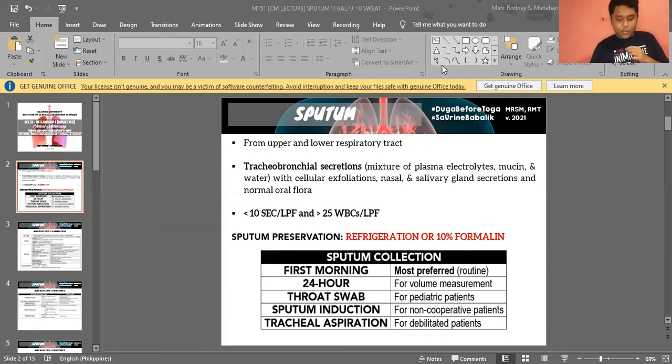Now, sputum preservation, as you can see, you can preserve it through refrigeration or with preservatives. Alright? And for methods of collection, you have number one, first morning is the most preferred, yes, because it's the most concentrated. 24-hour is for volume measurement. Throat swab for pediatric patients, because of course, kung babies or mga bata medyo maglisod or dili pa kabalo mag-collect. Sputum induction is for non-cooperative patients, and tracheal aspiration is for debilitated patients.